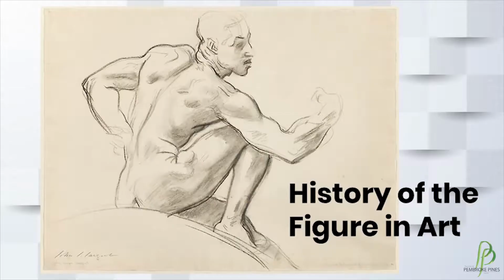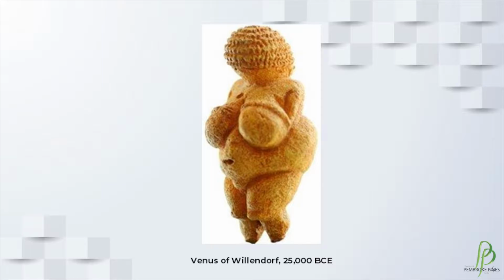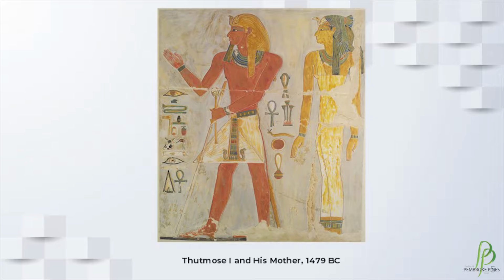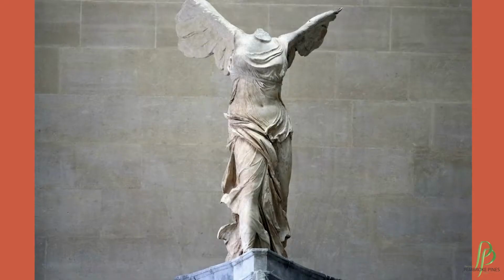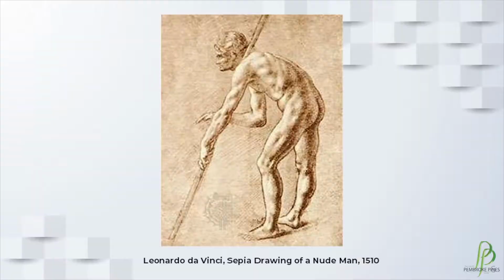Now, the human figure has been the subject of art since prehistoric times, such as the Venus of Willendorf, one of the most famous figurines from 25,000 BCE, to ancient Egyptian art, such as Thutmose I and his mother, to ancient Greek art, such as the statue of Nike of Samothrace from 200 BC, to the Renaissance with Leonardo da Vinci's figure drawings, to modern art from Picasso, such as The Old Guitarist, and all the way through present day art.